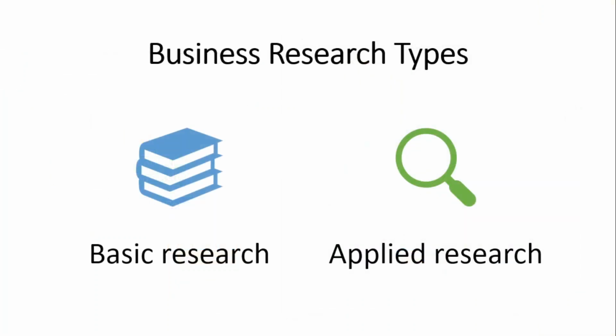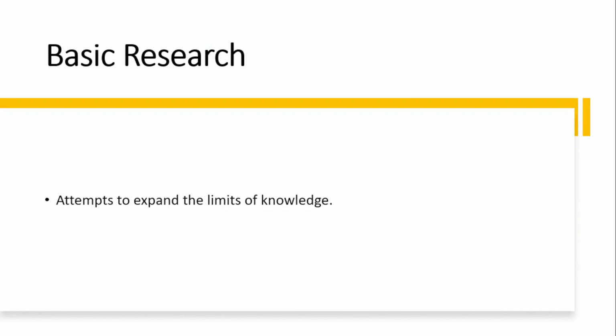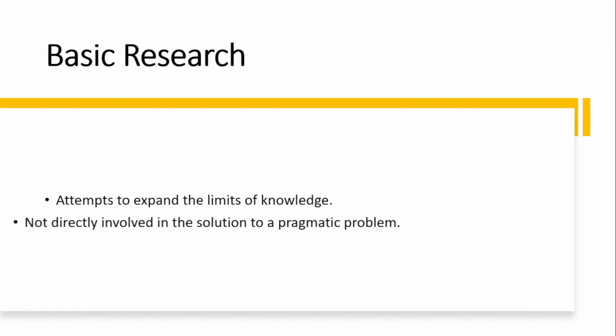There are two basic research types, as we just know: basic research and applied research. Basic research is research which attempts to expand the limit of knowledge. It is not directly involved in the solution to a pragmatic problem, but here you are looking to know more about a phenomenon. Your thirst of knowing more lets you start a basic research.